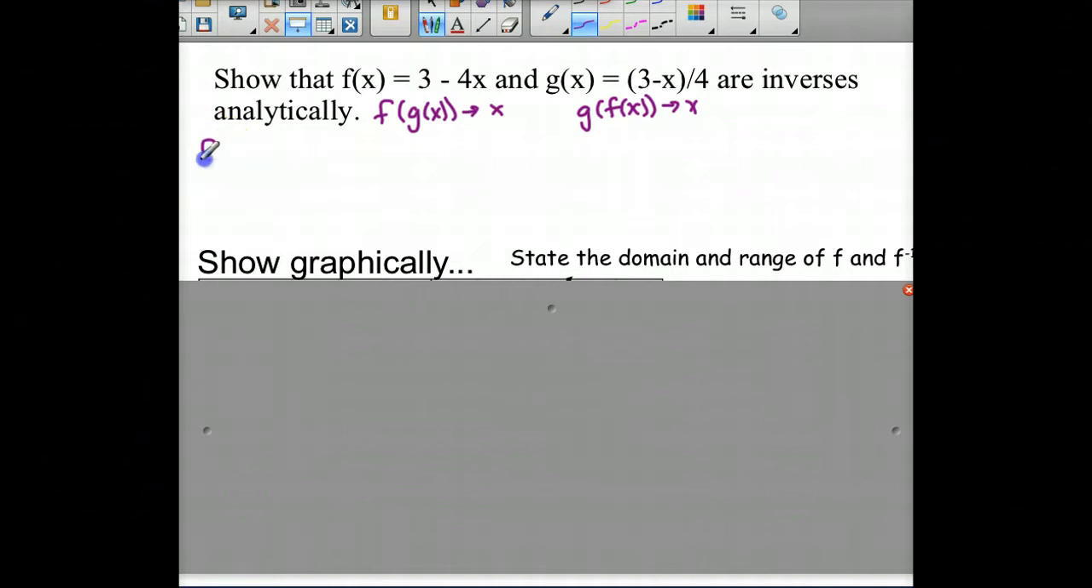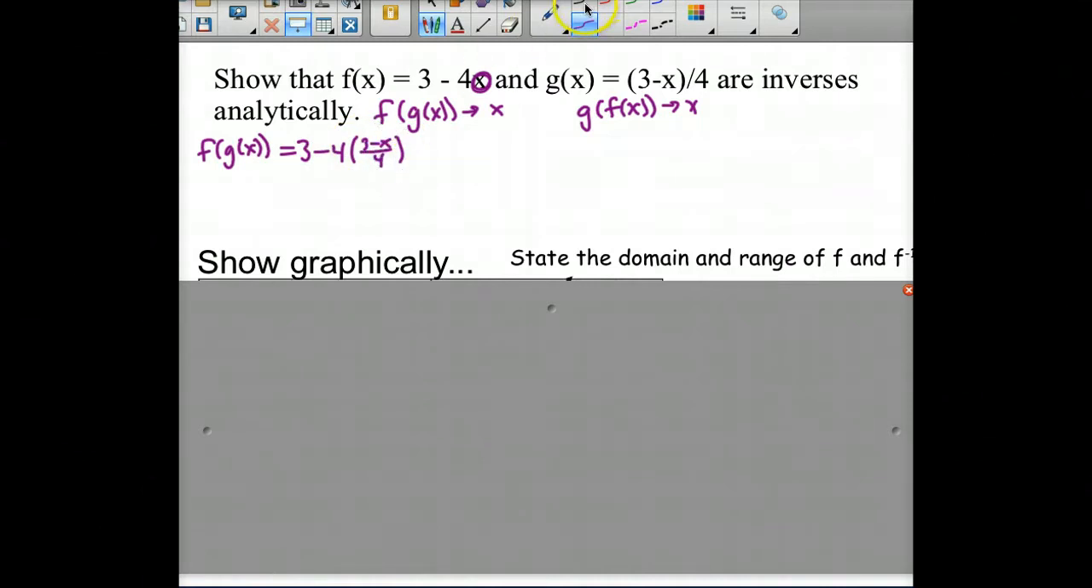So f of g of x means we're going to put the function g of x in place of x in the f function. So 3 minus x over 4 is going to be inside of this spot right here. So we're going to have 3 minus 4 times, I squeezed those in too much. Let me rewrite that. 3 minus 4 times the function g of x, 3 minus x all over 4.